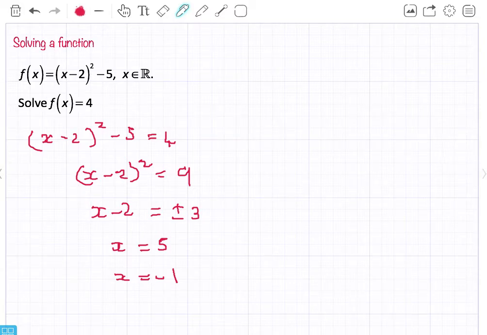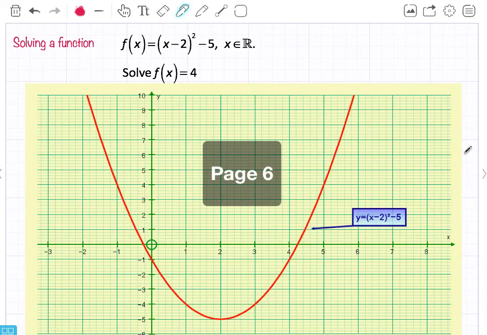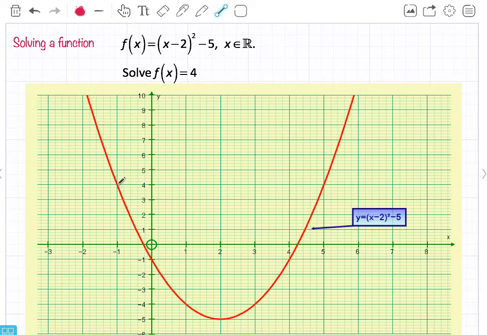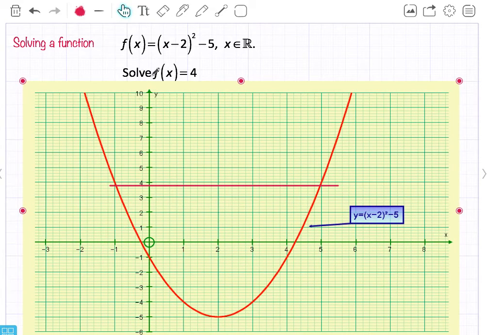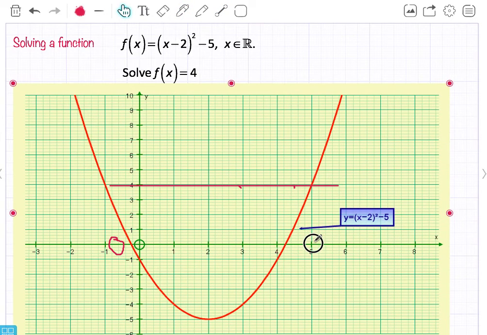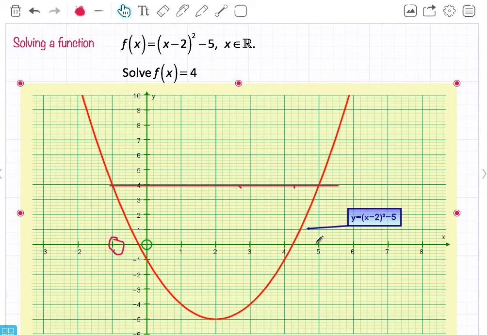I can check them using the graph, or I could have just got them straight away using a graph. So here's my graph again, and I want it where it's equal to 4. So at this time, it's not x that's 4, like I did before. This time it's the y number. It's like the output is 4. So I go along to 4, and if I draw a line here at y equals 4, we can see that there's one answer here at -1, and there's another answer here where x equals 5. So those are my two answers when I solve it.